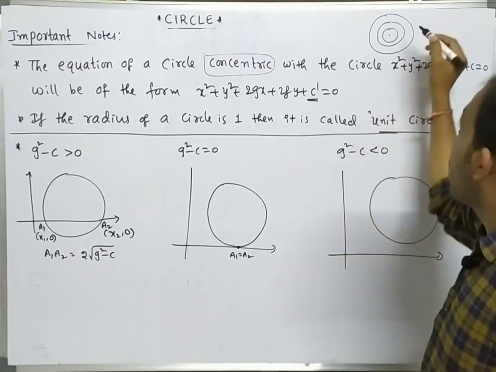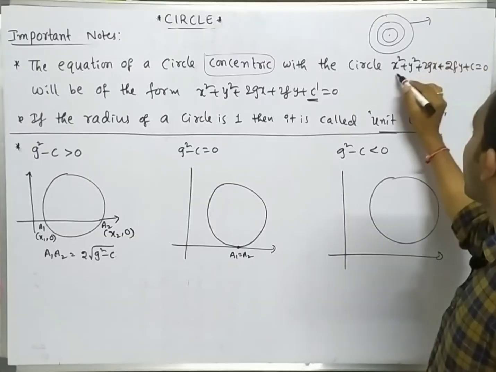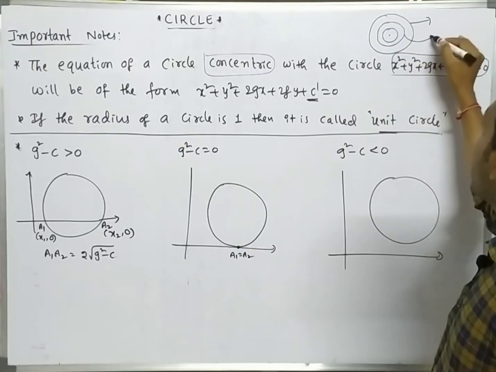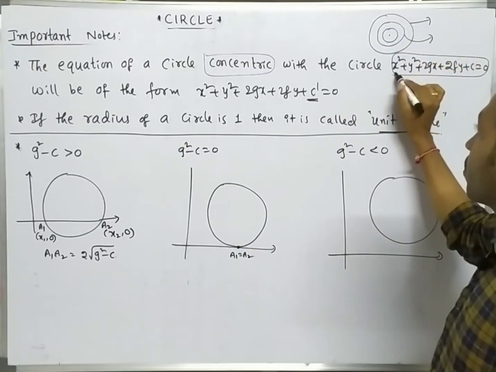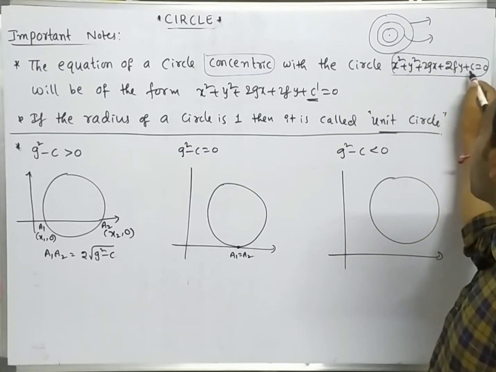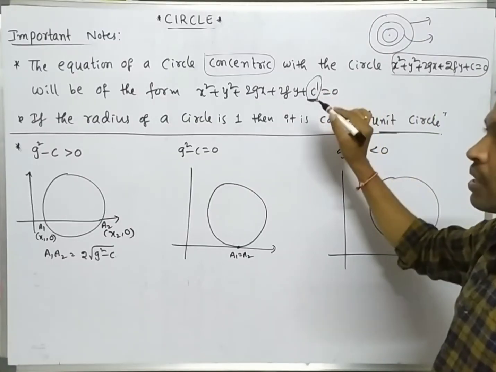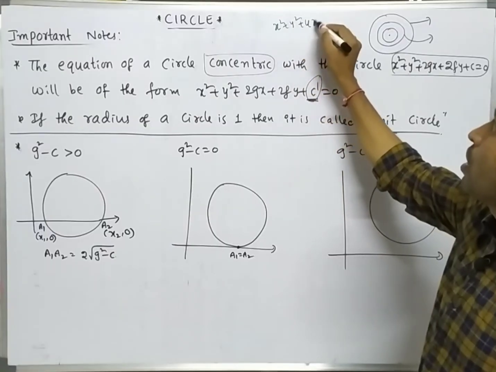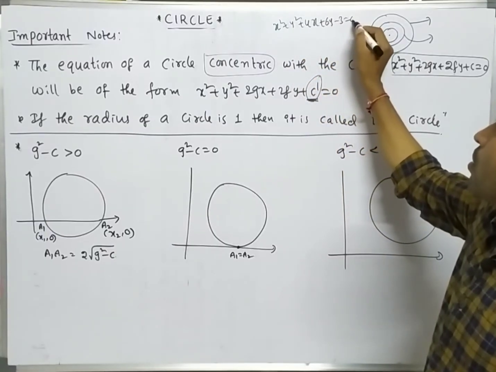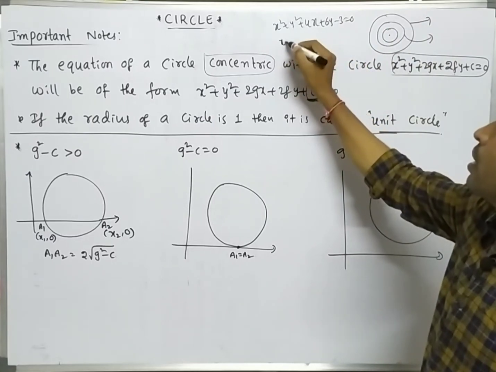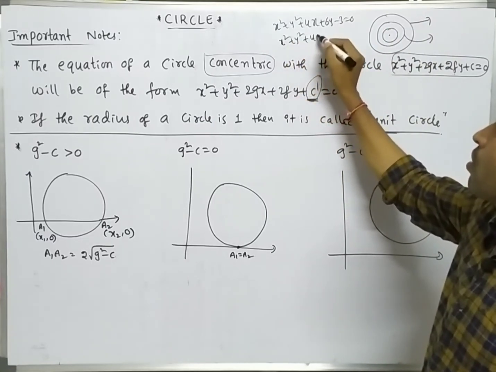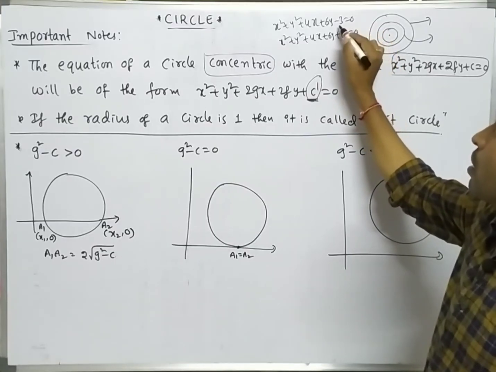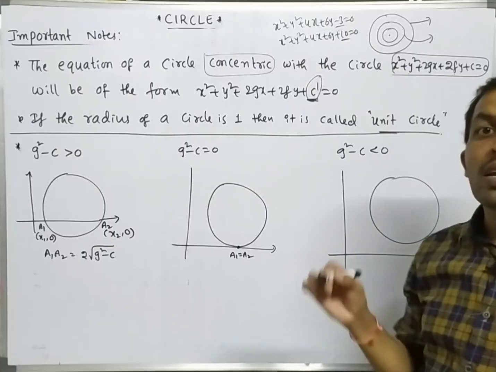For example, the equation of this circle is x square plus y square plus 2gx plus 2fy plus c is equal to 0. Then the equation of the concentric circle is the same, x square plus y square plus 2gx plus 2fy, but there is another constant c dash. For example, x square plus y square plus 4x plus 6y minus 3 is equal to 0 is one circle. Then another concentric circle equation is x square plus y square plus 4x plus 6y plus 10 is equal to 0. So only the constant differs.